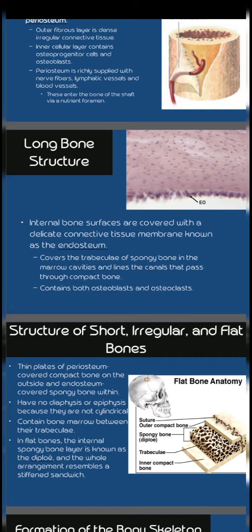Okay, in long bone, the internal bone surfaces inside the periosteum are covered with a delicate connective tissue membrane layer which is known as endosteum. Endosteum basically covers the trabeculae of the spongy bone in the bone marrow cavities, and it also lines the canals that pass through compact bones. That canal contains bone marrow and blood vessels to supply, etc. This endosteum contains osteoblasts as well as osteoclasts. Osteoblasts are bone forming cells, osteoclasts are bone absorbing cells.